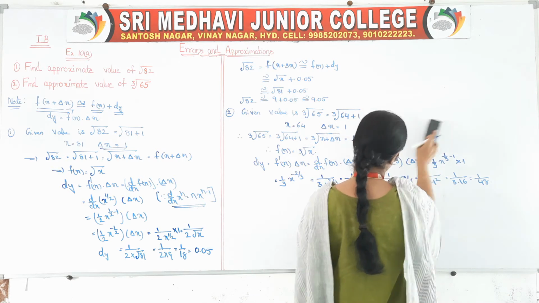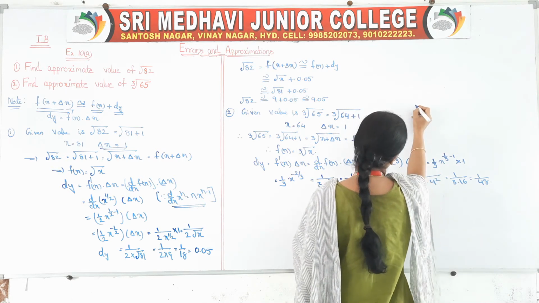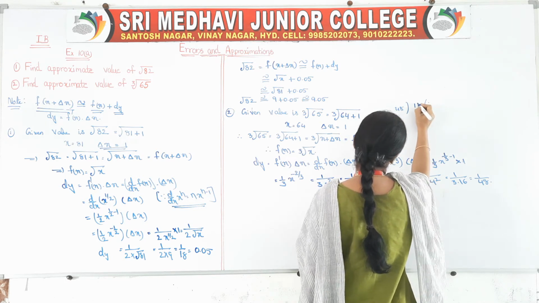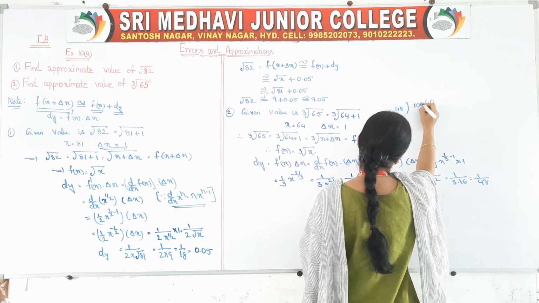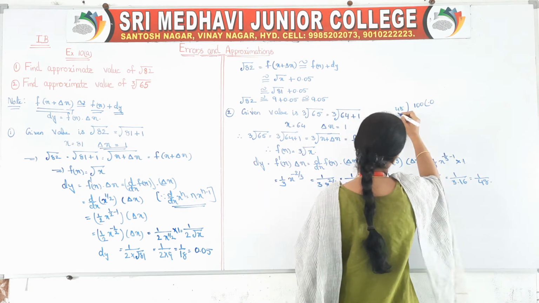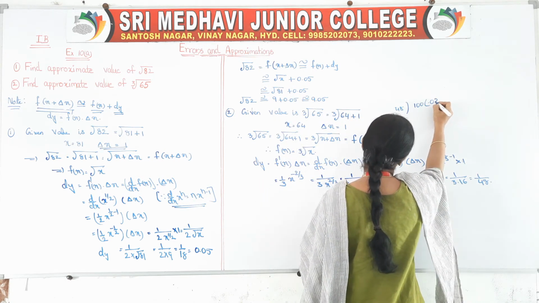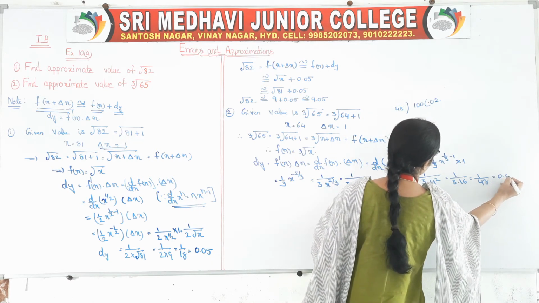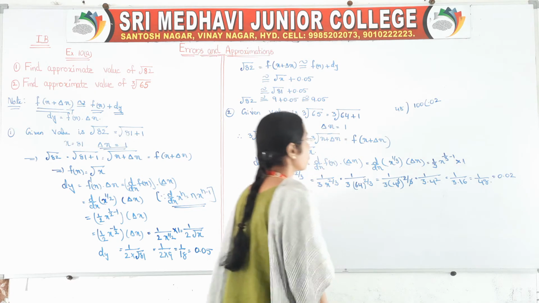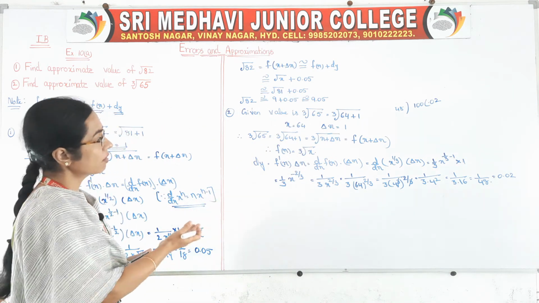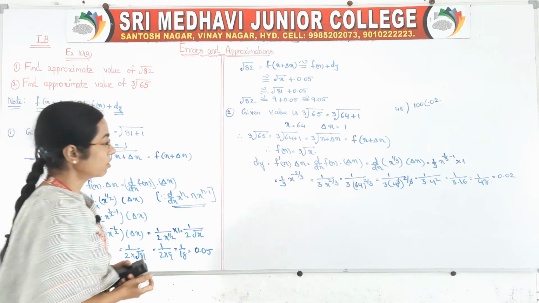What is the value? That is our dy, right? So 48, 0.0... again it is not divisible, so again 0, then 2s are 96. So it is 0.02. That is our dy. So once we got dy, we will find our approximate value.